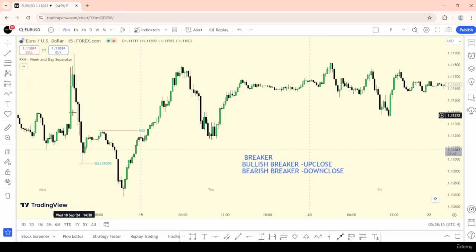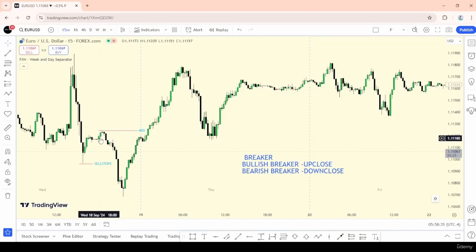For example, here we can see that the market was in a downtrend. It was going down, but immediately we ran sell stops and then further ran to close above this swing high, and closing above it, then running higher. So we have this last up close candle.